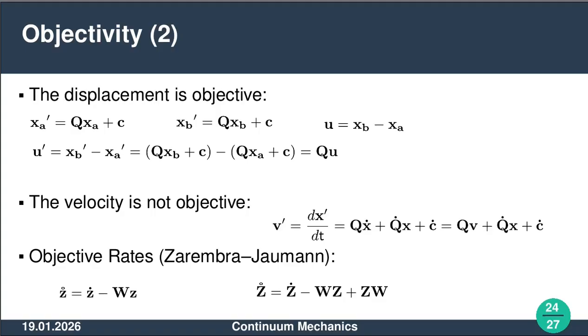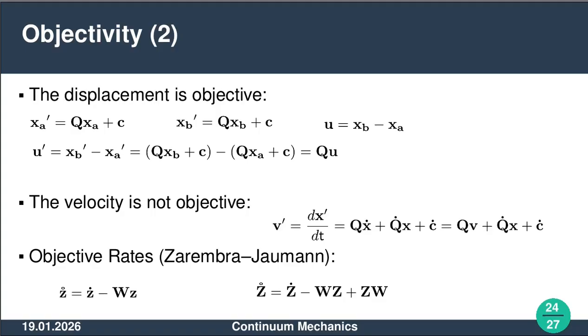For example, the displacement is an objective first order tensor because if you set 2 points in an old frame, which are XA and XB, in the new frame we have XA prime equals Q times XA plus C, and XB prime equals Q times XB plus C. C is a constant, a translation constant, and if we define U as XB minus XA, we get U prime equals Q times U, which passes the objectivity test.